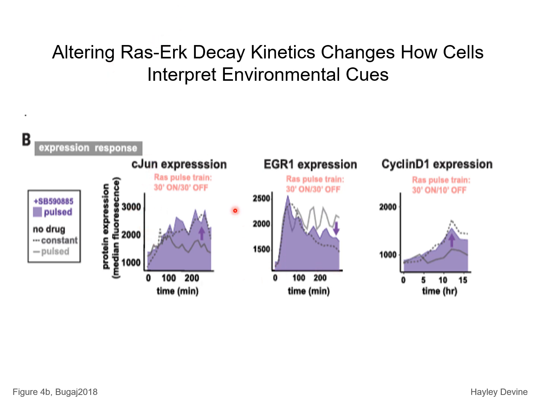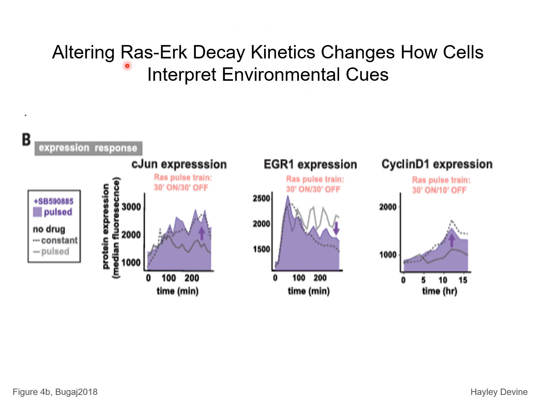Now looking at the SB drug treated cells, the pulse stimulation caused the c-Jun and the cyclin D1 to behave like they were continuously being stimulated, which indicates that there is a loss of dynamic filtering. The EGR1 expression in response to the pulse inputs now resembled its response to continuous activation, which is showing reduced adaptation.